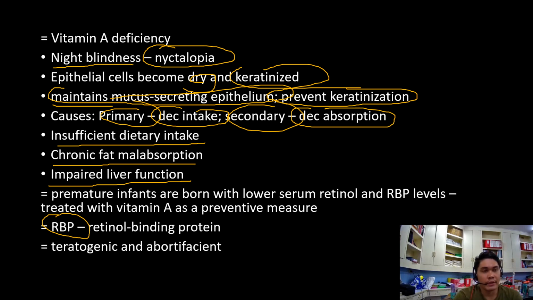Vitamin A is teratogenic and abortifacient. Teratogenic means it can cause disturbance in the development of the fetus, so excess vitamin A can cause deformity or abnormality. Abortifacient means it can cause abortion, so the baby can be lost if you have vitamin A excess.